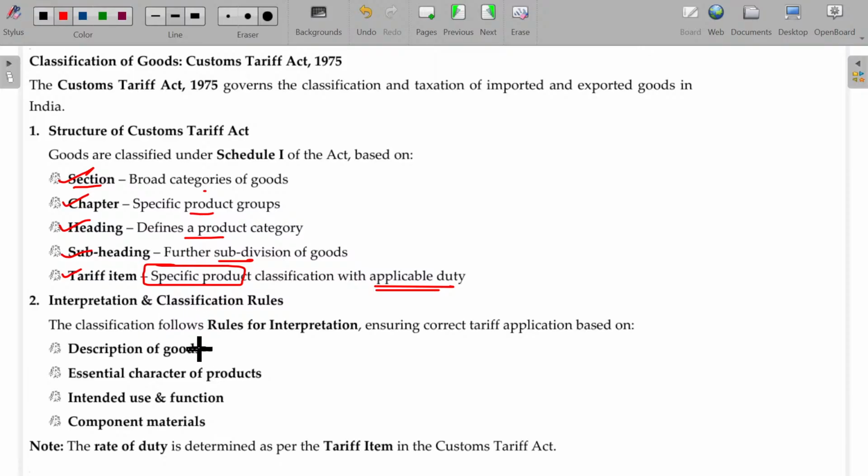Okay. How can you interpret? We have the general rules for interpretation, ensuring correct tariff application. How do you classify? You can go and read the description of goods or characteristics of goods and their intended use. For example, earlier we had a lengthy class on this description only, especially for coconut oil: what is the intended use of the coconut oil? The intended use of coconut oil in the north of India is for cosmetic purposes, so it will be a cosmetic item. For southern India, it will be considered as edible oil. So the tax rate will be totally different here or there.